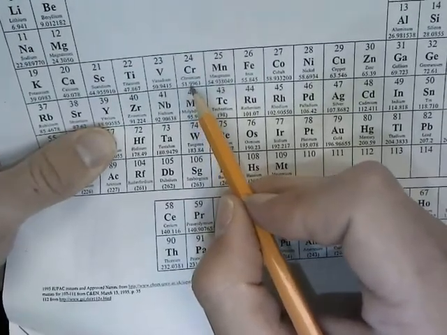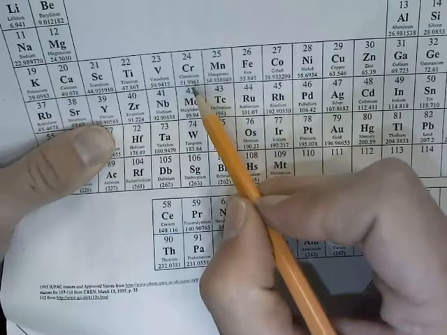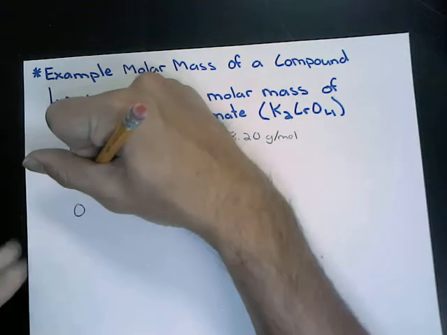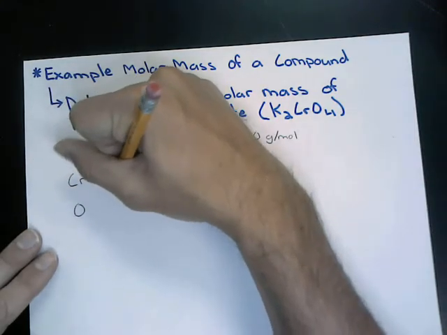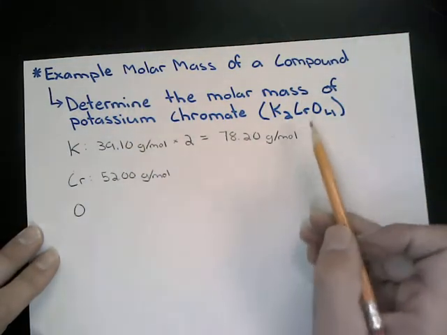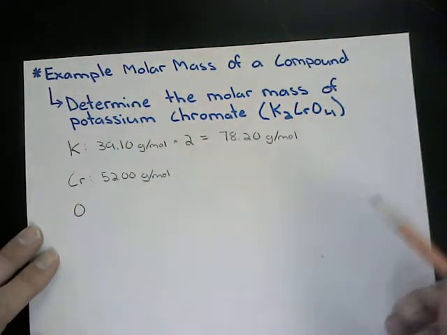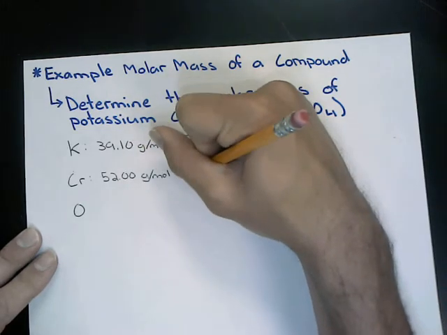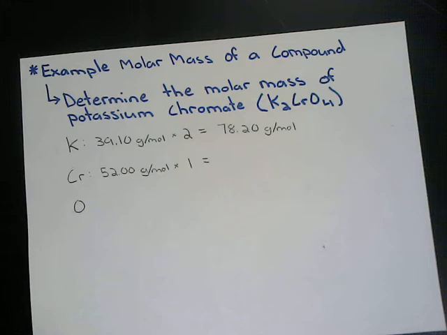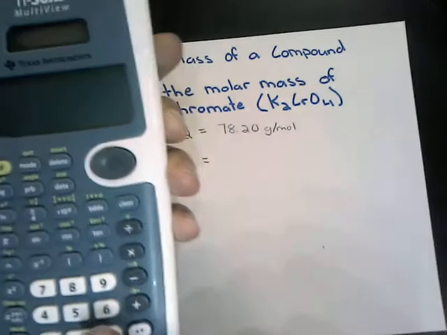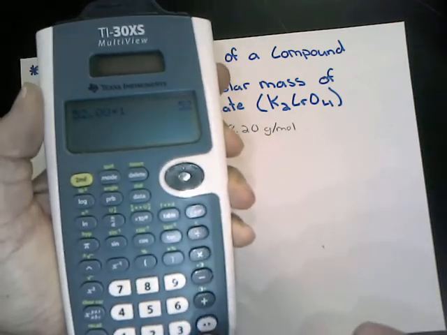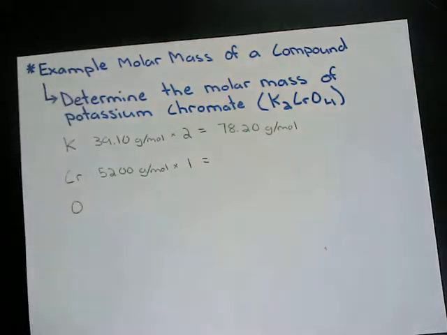We find chromium. And it's kind of weird here because if we round to 2 decimal places, chromium rounds to 52.00. So chromium becomes 52.00 grams per mole. We look to the chemical formula to find out how many moles of chromium we have. We have 1 mole. And so again, in my calculator, I'm going to type in 52.00 times 1. So 52.00 times 1. I press enter. Hey, I still get 52.